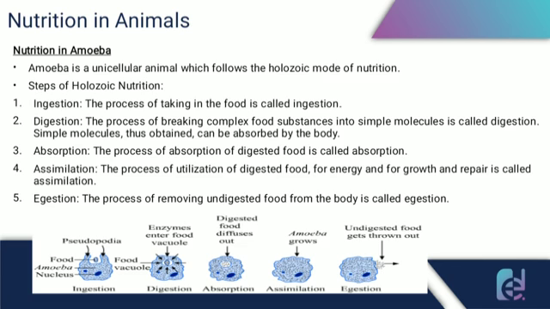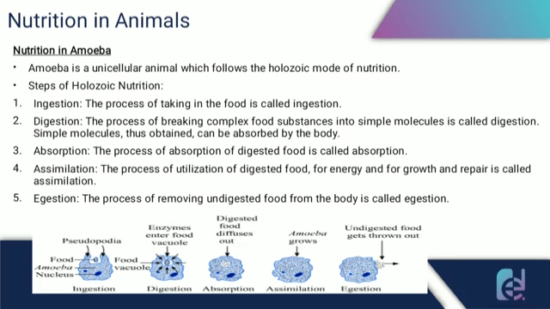The next step is digestion. In this process, the complex food substances are broken down into simple molecules. And the third step is absorption. As I told, the broken down simple molecules are absorbed by the body, and this process is known as absorption. The fourth step is assimilation.